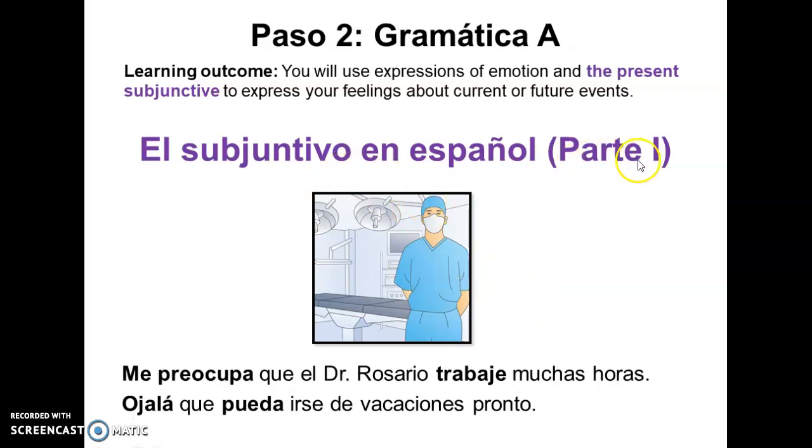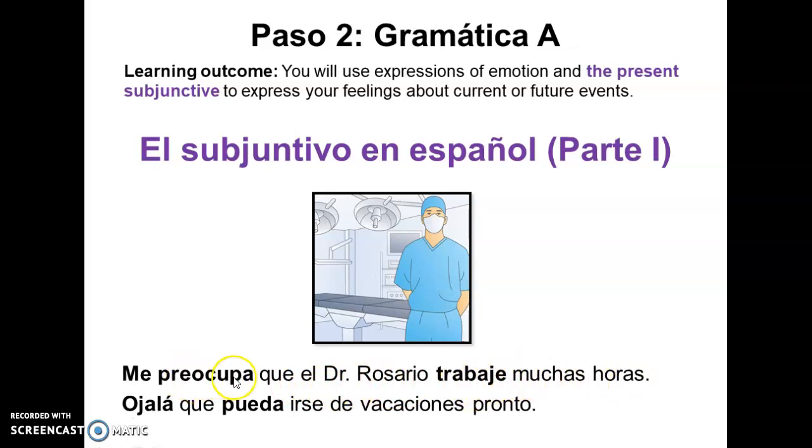And this mode is used for this. Okay, so this paso is going to be divided in two. We're going to be starting with parte uno, which is part 1, and then the next one is going to be part 2. A few examples. Me preocupa que el doctor Rosario trabaje muchas horas. So here I'm using a verb that shows preoccupation, emotion. So it worries me that Dr. Rosario works so many hours.